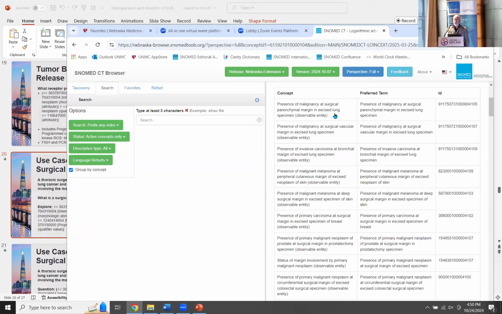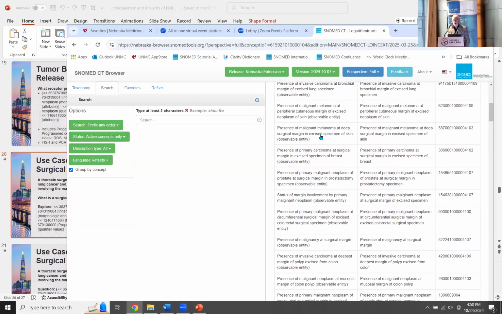Okay, presence of malignancy at the surgical parenchymal margin in the excised lung specimen. Okay, that looks promising for the thoracic surgeon's case. And you can see there's others from lung, and there's also from skin. The thing is that margins are defined differently by every bit of anatomy, okay? When you cut at something from the skin, there are different cut margins that you have to name.